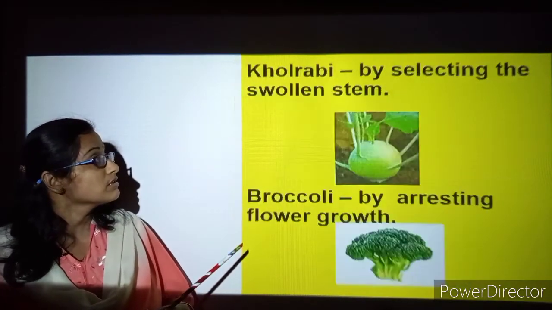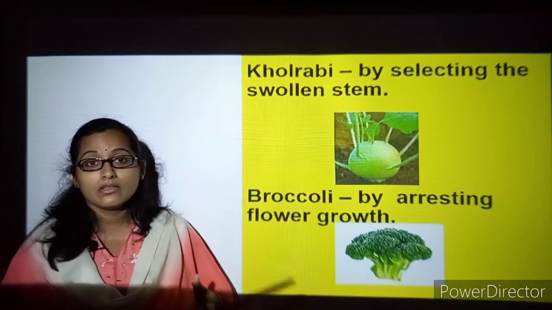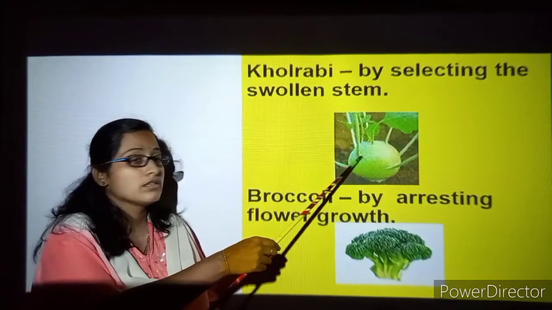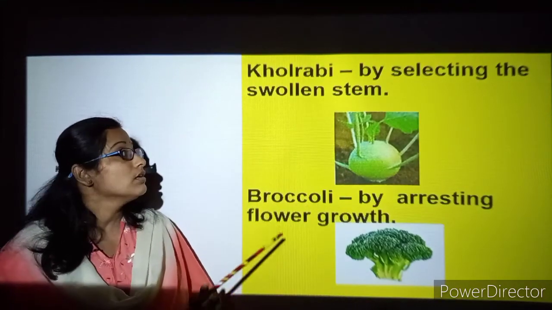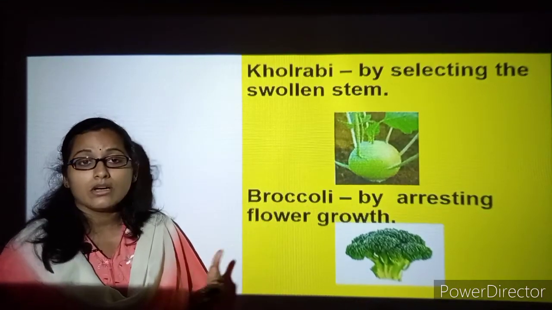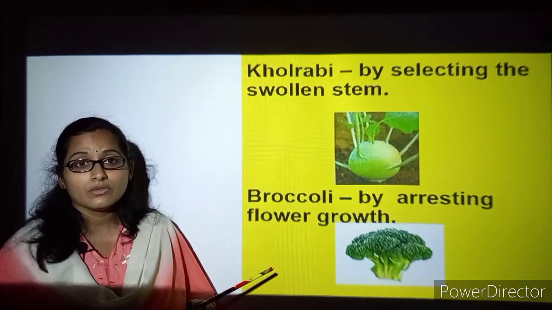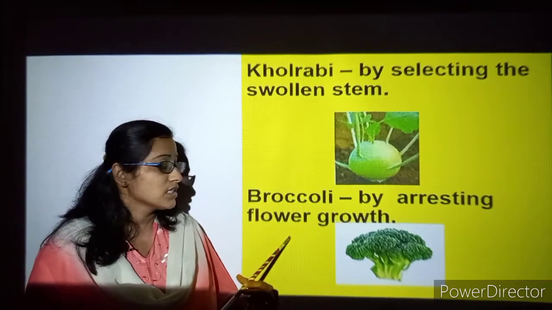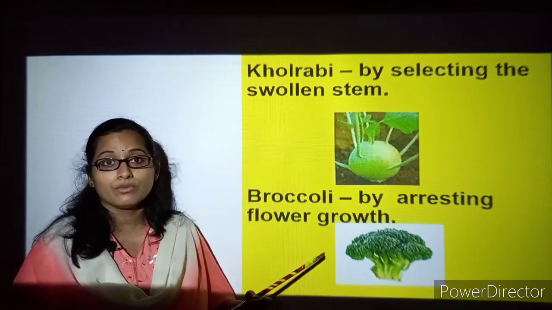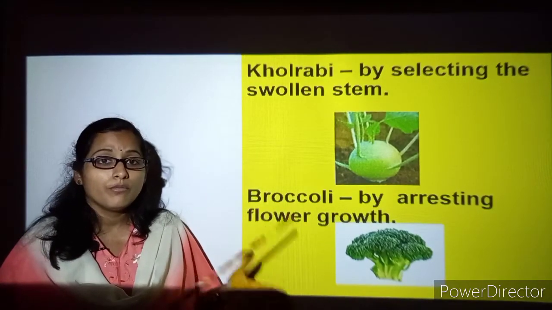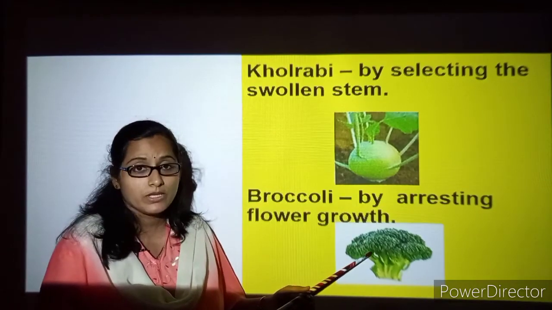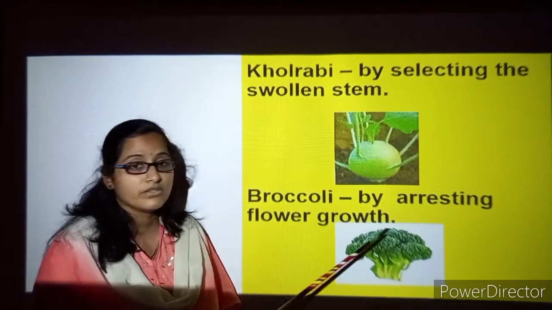So next comes the kohlrabi, or you can see the knol-khol. By selecting the swollen stem, you can see it's a swollen stem, we can see this vegetable till now. And broccoli, by arresting the flower growth. Flower growth was not made to happen, and the flower growth was stopped in between. So you can see the broccoli as the greens.